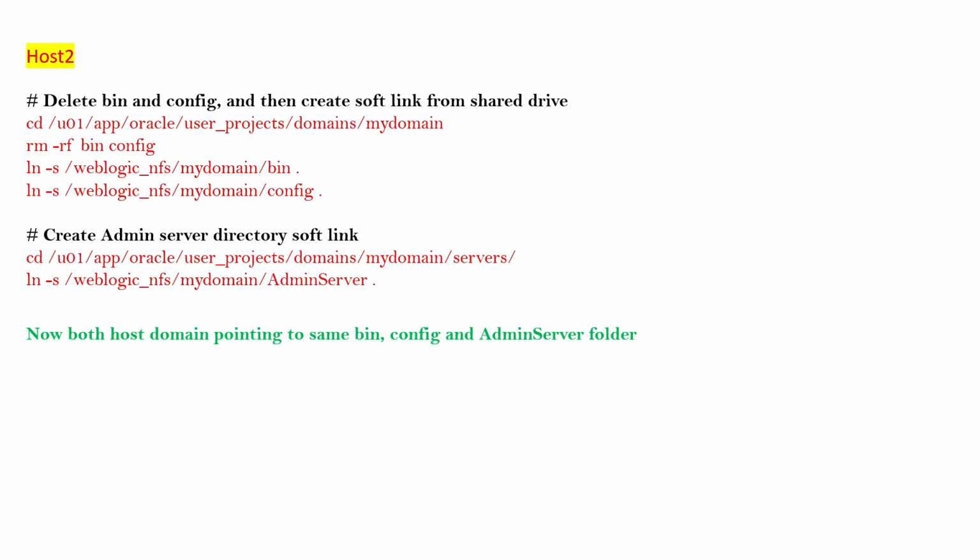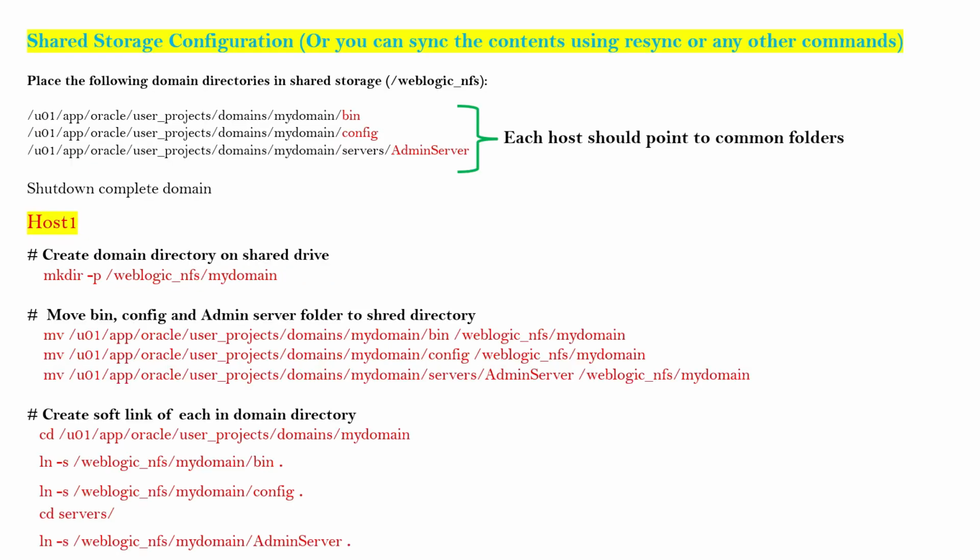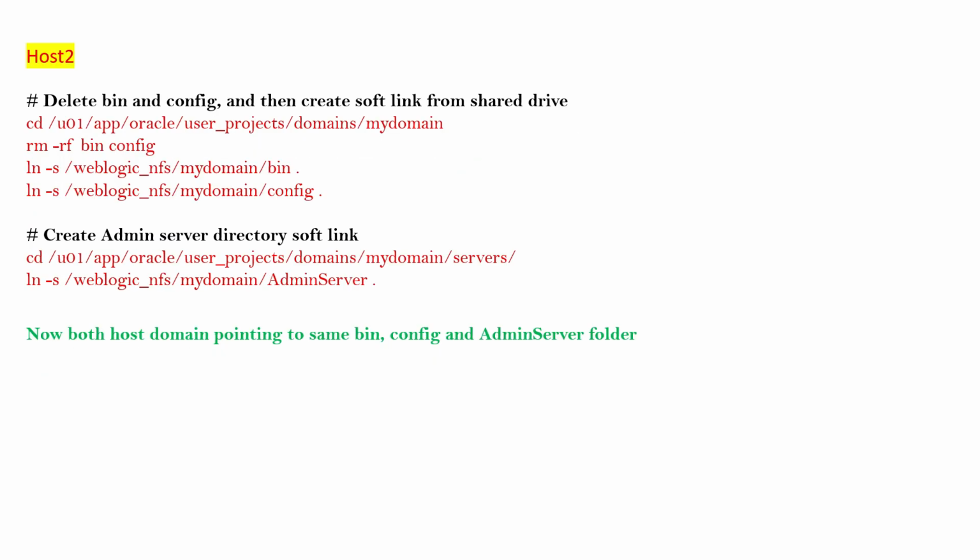Now you have to do the same exercise on host 2 as well. You can delete your bin and config folder, and then create the soft link of the bin and config folder from the same location, which is on your NFS shared mount point. After that, you have to create the admin server directory soft link, which you can see on the screen as well. So now both host domains are pointing to the same bin, config and admin folders.